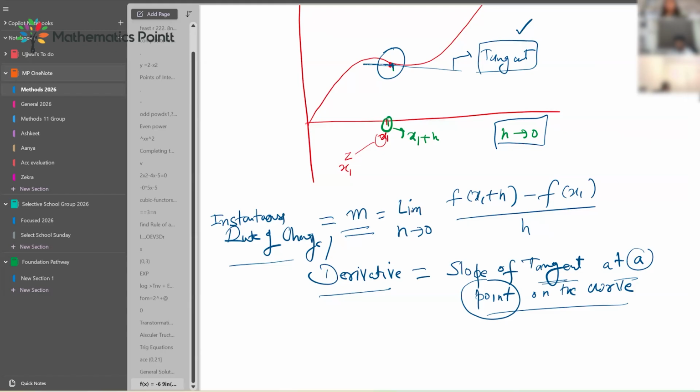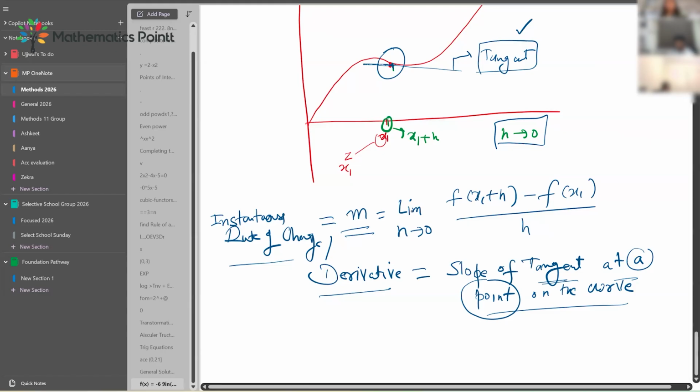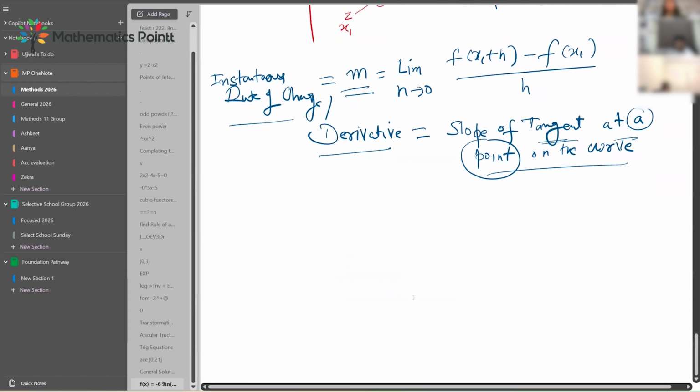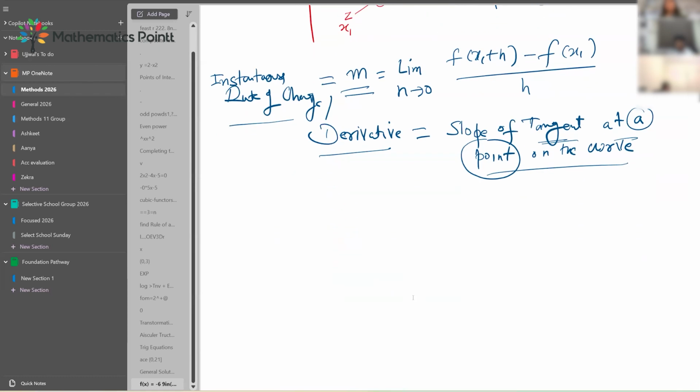I'll give you a very real life example as well. This was all mathematical. Let's say you're driving a car, right? A very real life example. You're driving a car and you started from point A to point B. You started at, let's say, 10 a.m. You reached another point at 12 p.m. and you covered 100 kilometers.